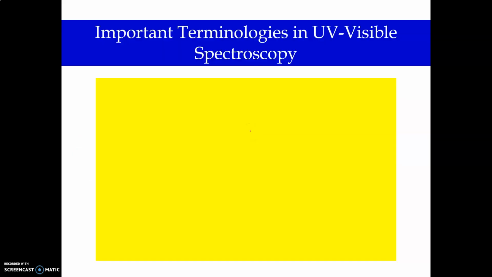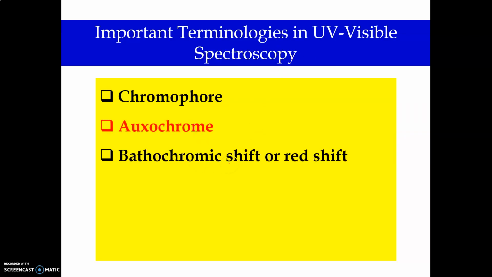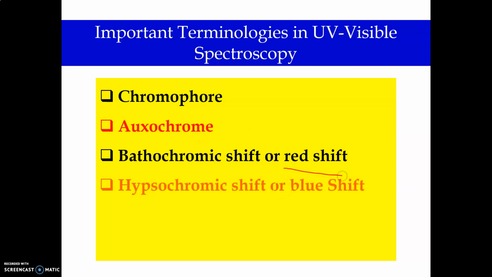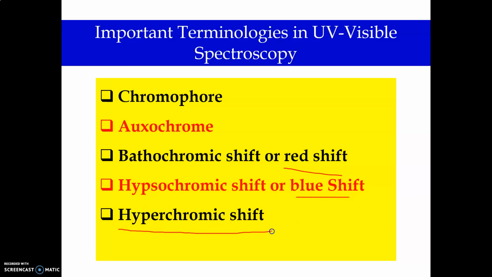And the important terminologies in UV visible spectroscopy: chromophore, auxochrome, bathochromic shift or red shift, hypsochromic or blue shift, hyperchromic shift, and hypochromic shift. So I will explain these with examples. So first, what is chromophore?